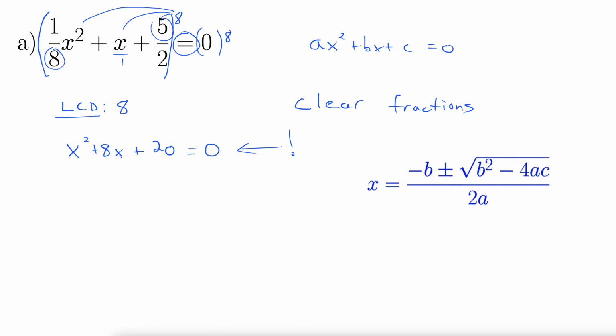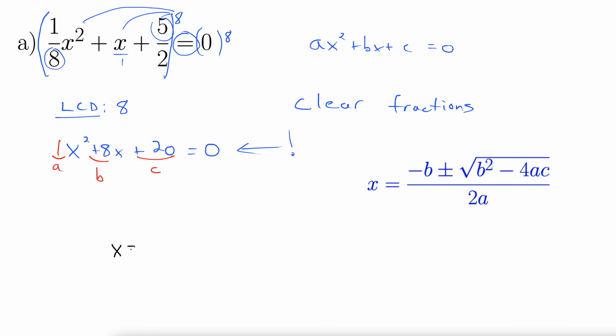Let's see what we have here. We don't have anything in front of the x. That means our a is 1. Here's our b, 8, and our c is 20. You always want to include the signs with a, b, and c, but here all the signs are positive anyway. Let's solve this out.